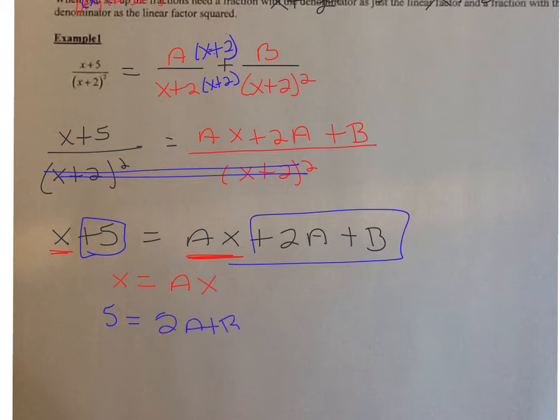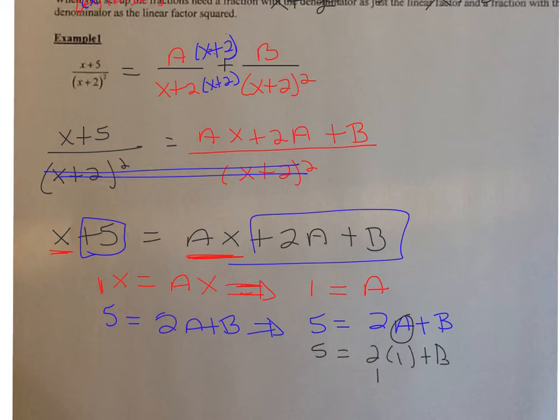plus b. All right, so the top one here, since they both have an x, I could get rid of the x. But remember, there really is a 1 here. So that's 1 is equal to a. And then I still have this one here. 5 is equal to 2a plus b. So now since I have a is equal to 1, I could plug that in for a here. 5 is equal to 2 times 1 plus b. Subtract 2 from both sides, b is equal to 3.